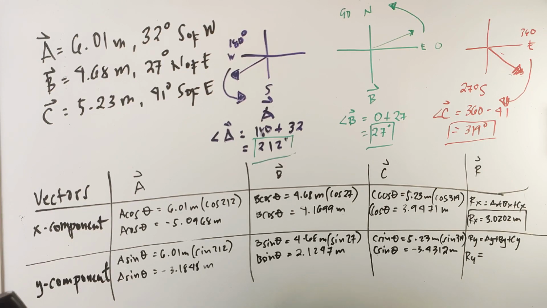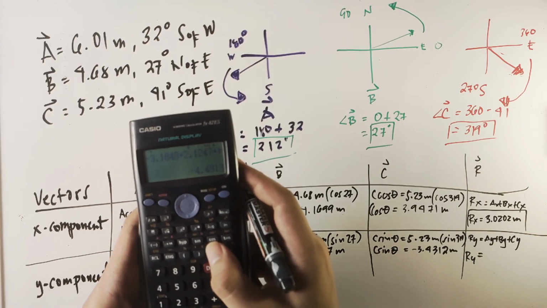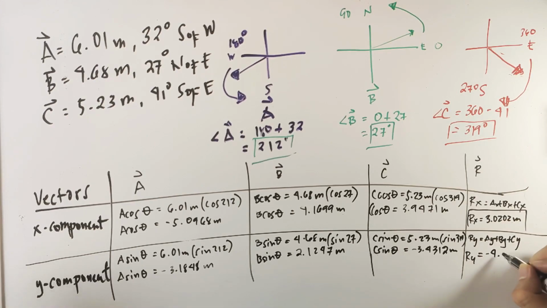So negative 3.1848 plus 2.1247 plus, so this has a negative sign, 3.4312. So here's the answer, negative 4.4913. Can you see it? Negative 4.4913 meters. There. So take a good look.